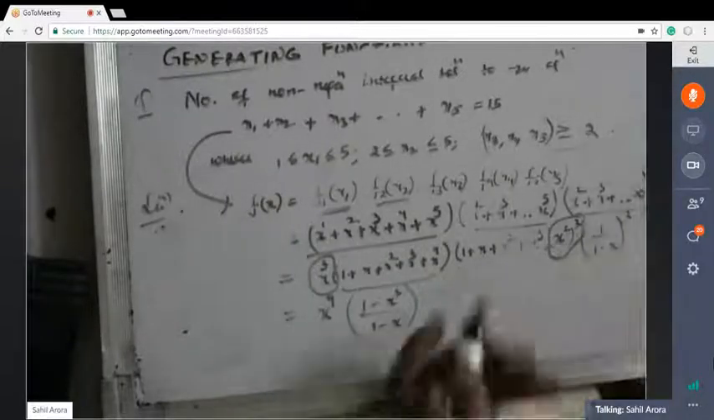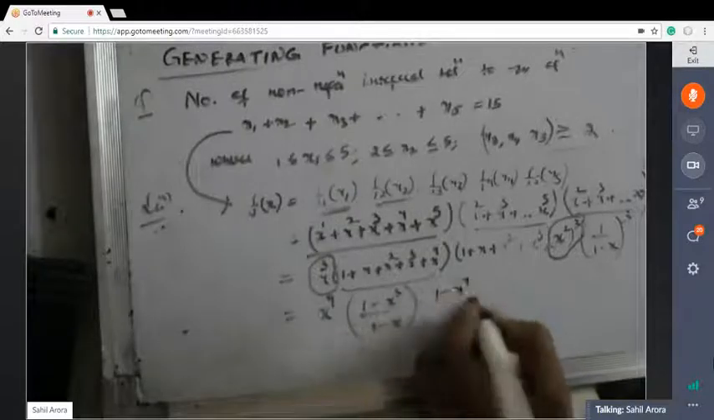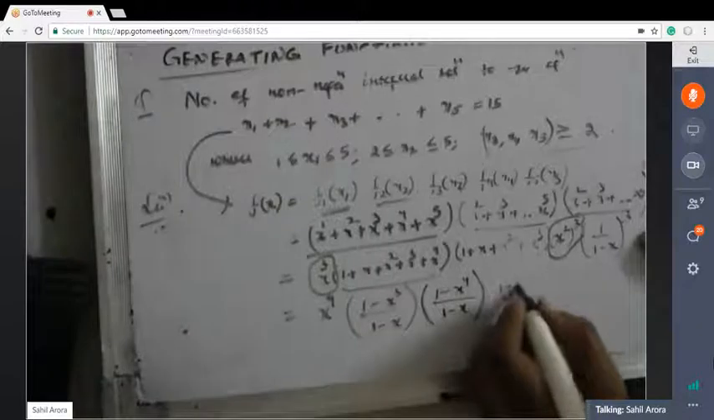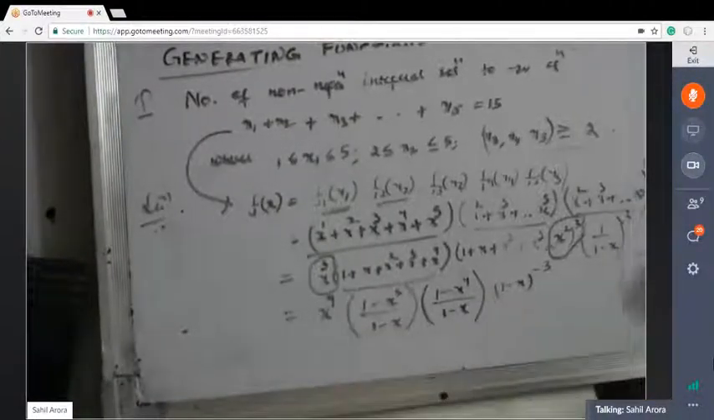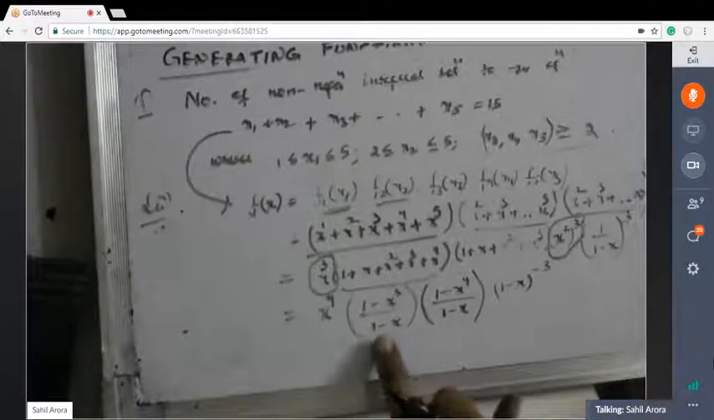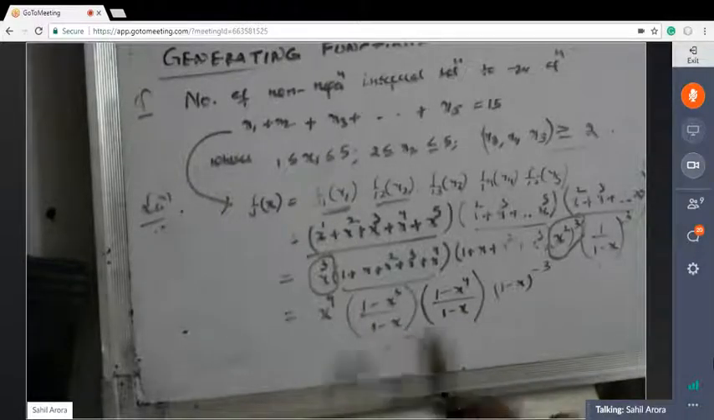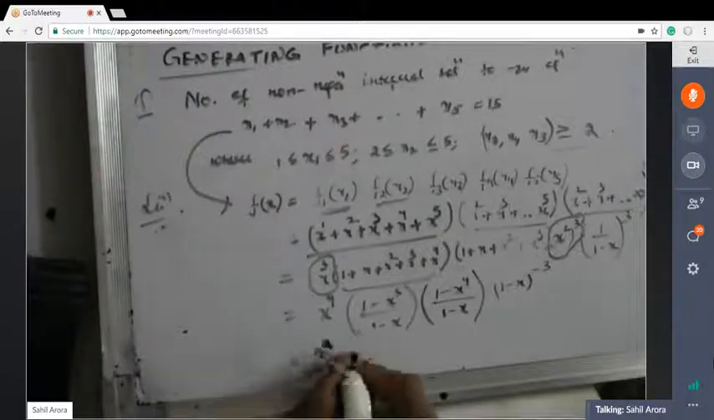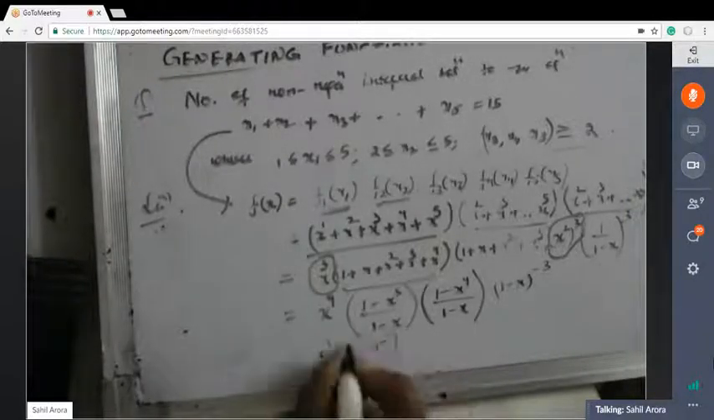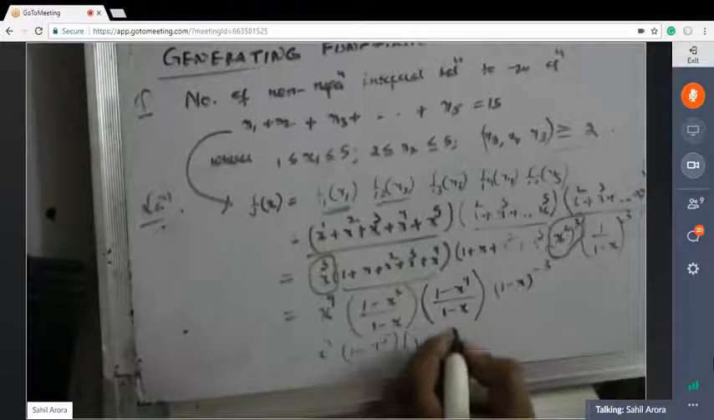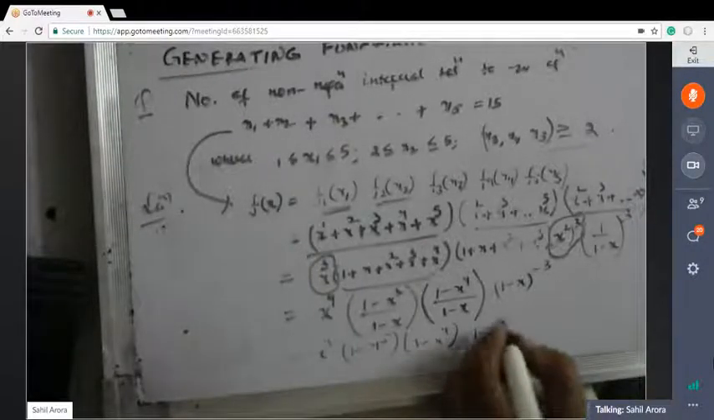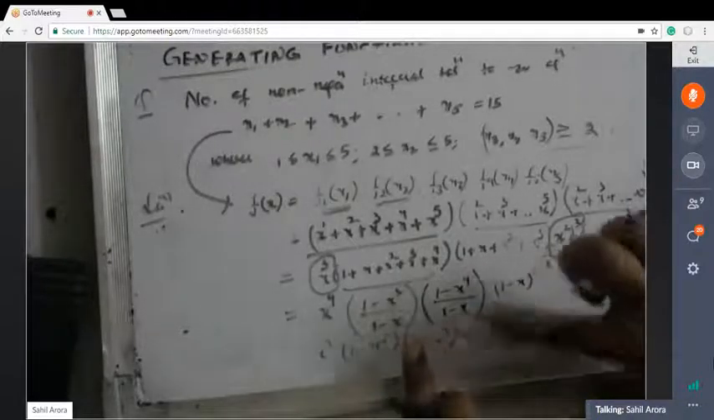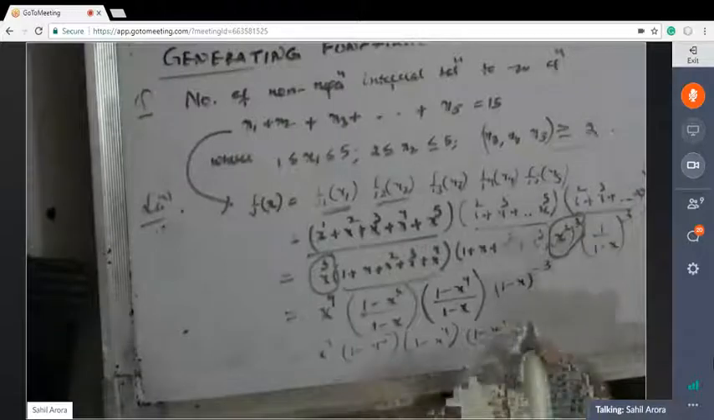Right? So we can write it as (1 minus x^4) divided by (1 minus x). And again, this is nothing but (1 minus x) to the power minus 3. So if you see here, (1 minus x), (1 minus x), (1 minus x) whole square. So this whole expansion would simply become x^9 times (1 minus x^5) times (1 minus x^4), and this is minus 3, and this is (1 minus x) to the power minus 2. So it will become minus 5.